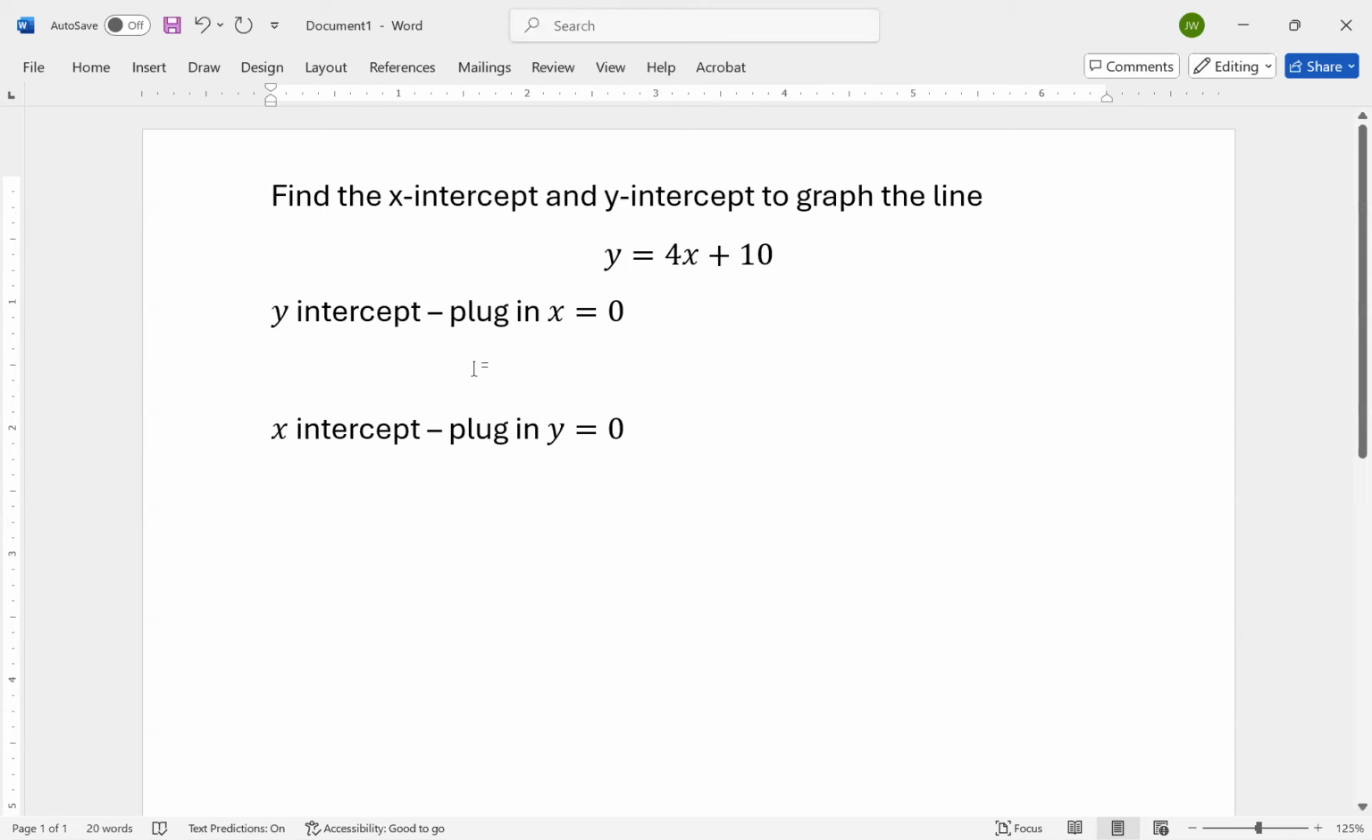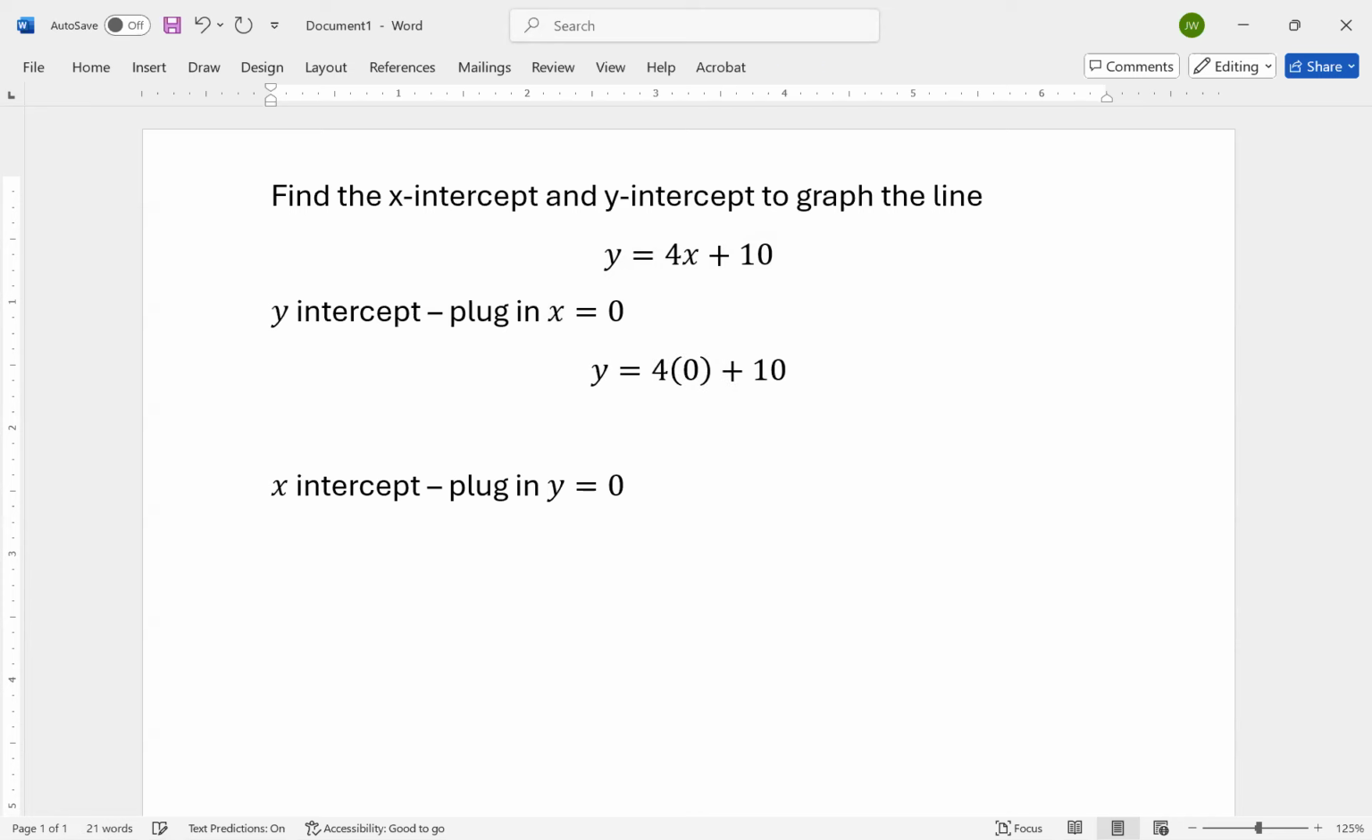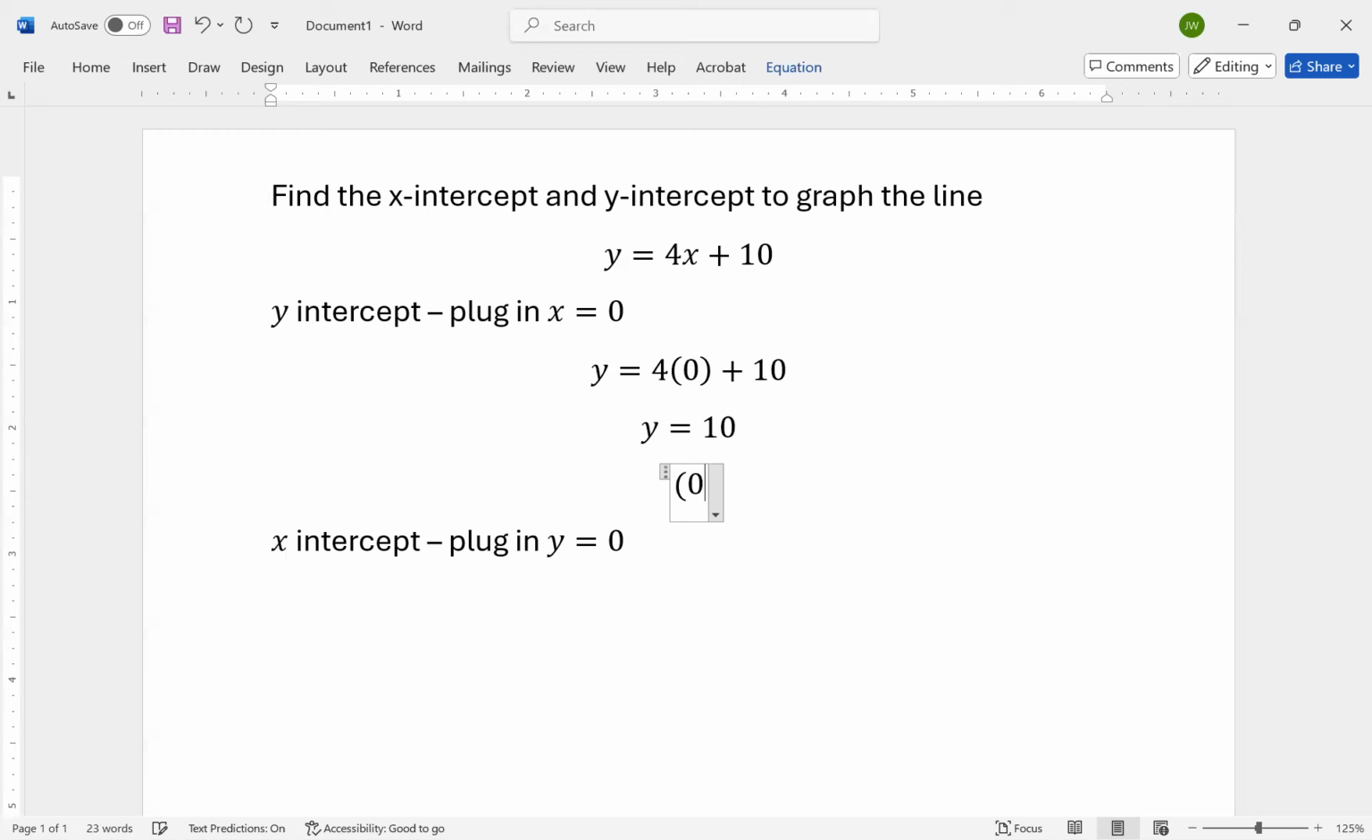So to find a y-intercept, again, this is in slope-intercept form, so we know the y-intercept is going to be 0, 10. If there was any doubt, we just plug in x equals 0 and then calculate the value of y, which is obviously 10. So the y-intercept is the point 0, 10.